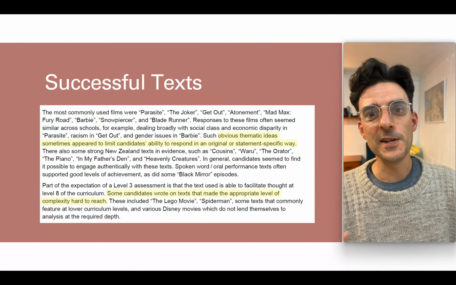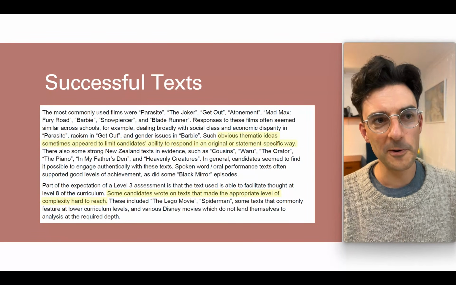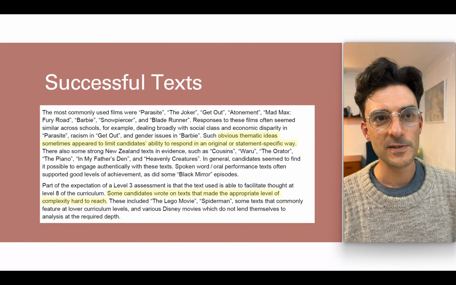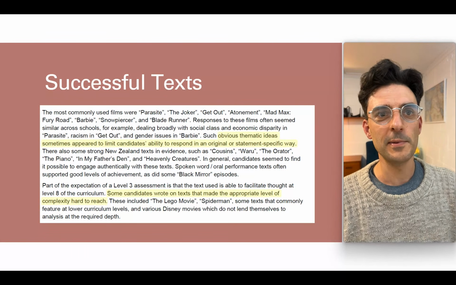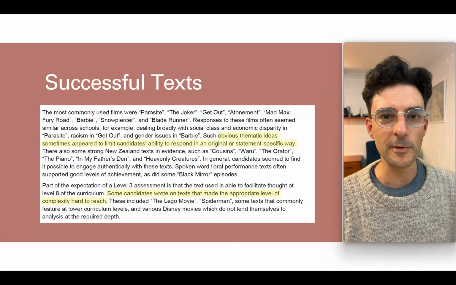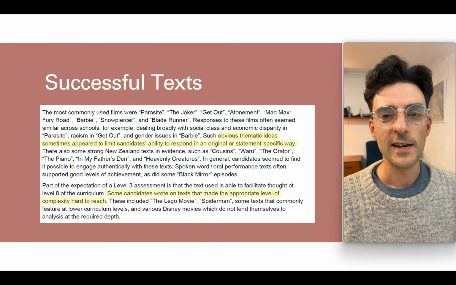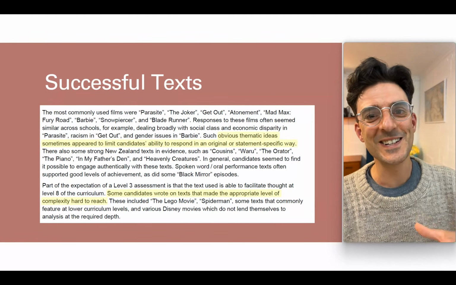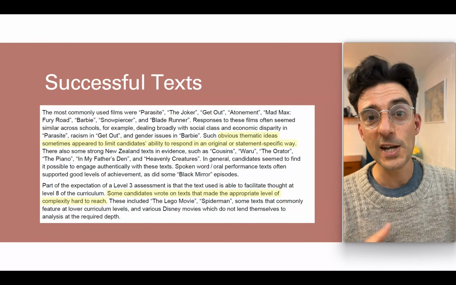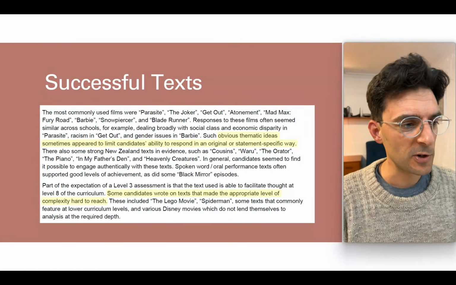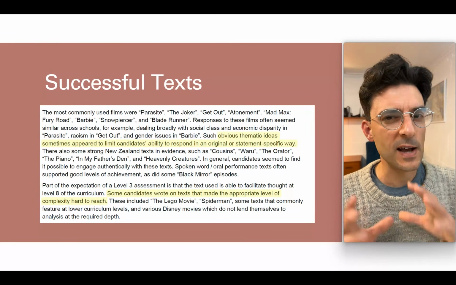Successful text. This is often the most interesting section of the assessment report. It's also the section that my students like to read, and they go like, "Sir, are you trying to tell me that people in other schools are studying Barbie and you've made us do this horrible film from the 1970s or whatever?" And I'm like, "Yes, because I know better than you." But the successful text section is really interesting. It points out which texts are popular. So we can see that things like Barbie or Mad Max Fury Road, Get Out, Parasite are popular.